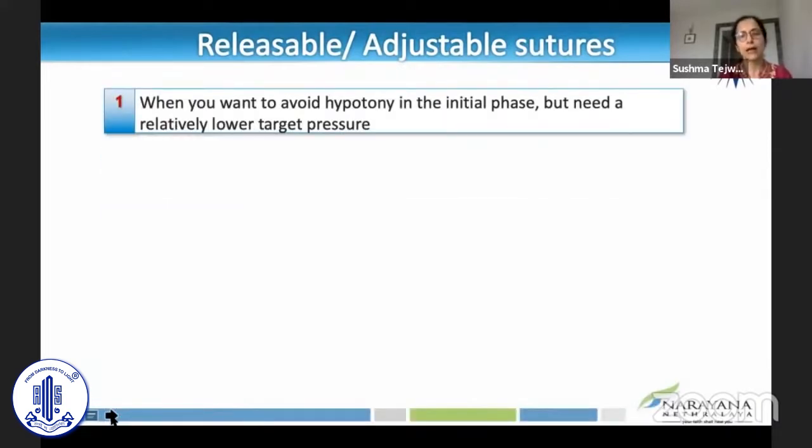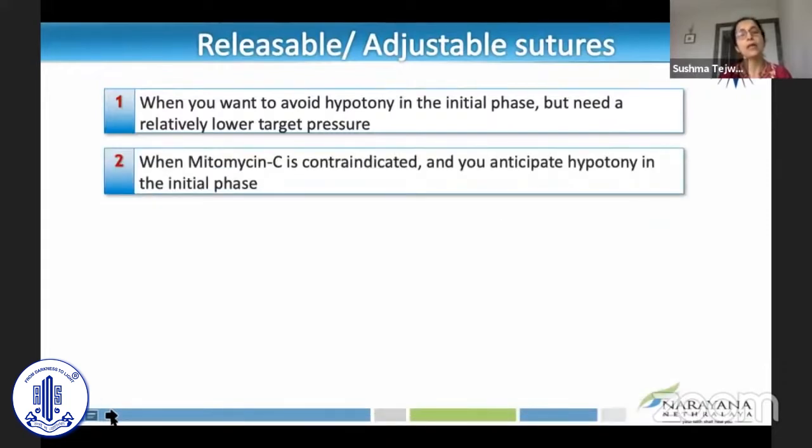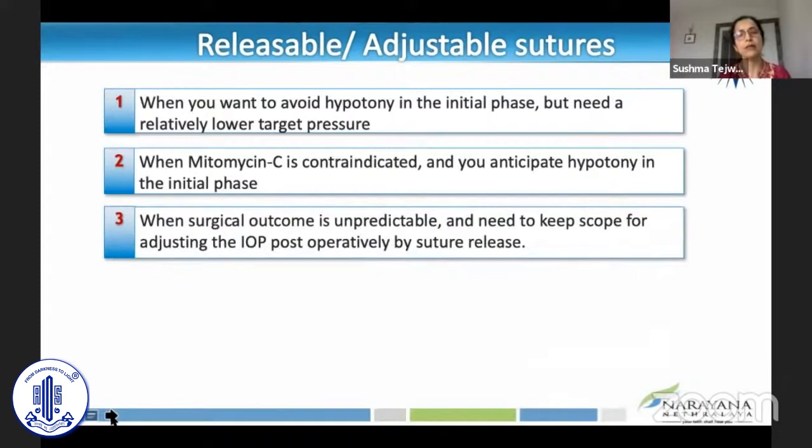When you want to avoid hypotony in the initial phase, but you need a relatively lower target pressure, when you don't have to use mitomycin C because of some contraindication and you anticipate hypotony, so you want to put a releasable suture so that you can release it later on.